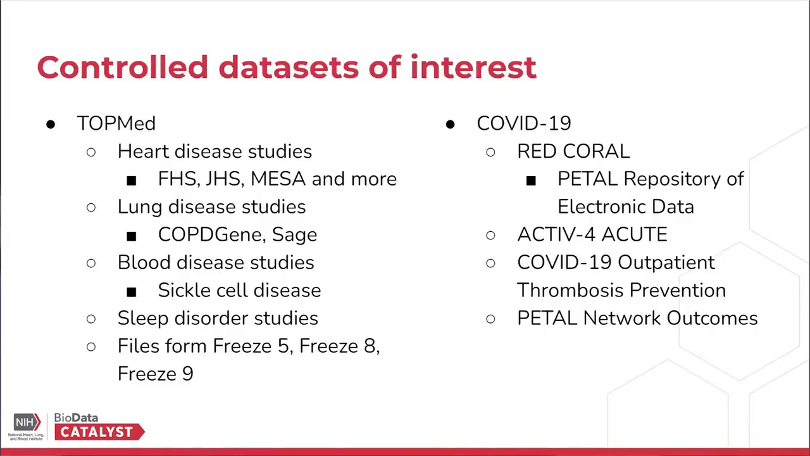Some of the data is controlled, and as I mentioned earlier, this means that the platform will programmatically check your dbGaP credentials to make sure that you have appropriate access levels. The TopMed data are controlled data sets, and they contain heart, lung, and blood disease, as well as sleep disorder studies. The files available are from Freeze5, Freeze8, and Freeze9. Another data set of interest that is controlled is the COVID-19 data. Some of the COVID-19 studies are listed here.